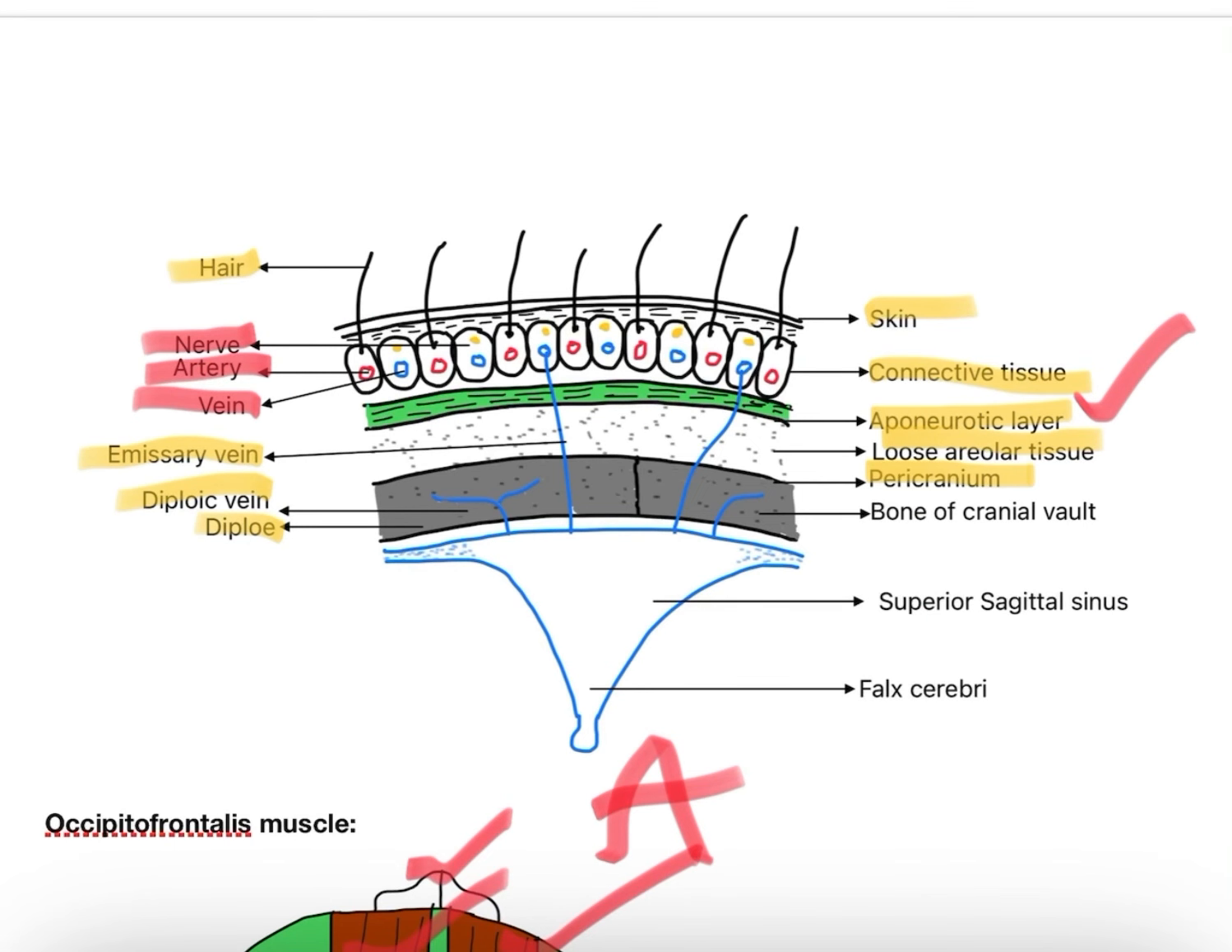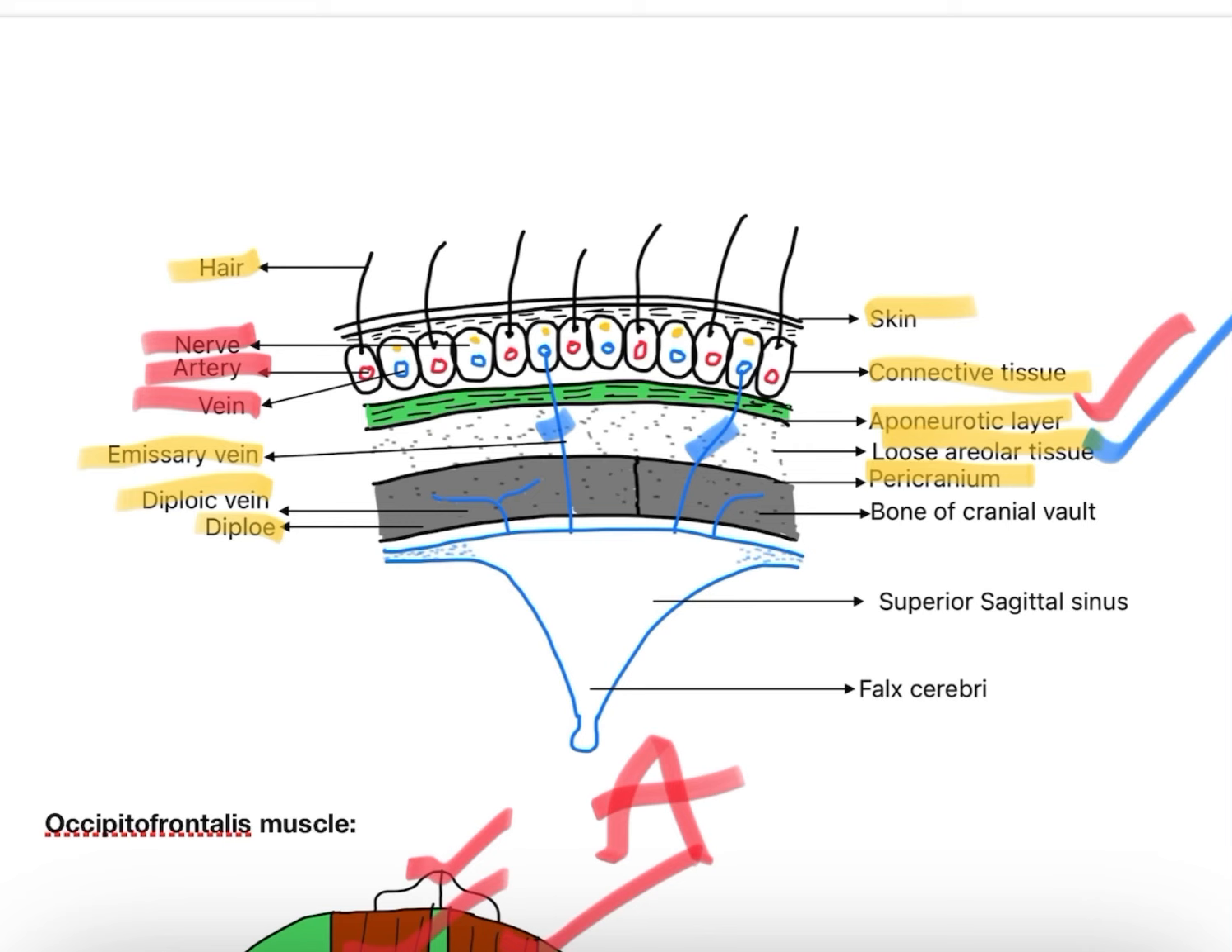Fourth layer of scalp is loose areolar tissue. If we see, this is a loose tissue which is formed by the loose areolar tissue. That's simple. If we keenly observe, loose areolar tissue is traversed by emissary veins. These emissary veins connect the second layer of the scalp, the connective tissue, with the intracranial dural venous sinuses. Here, specifically mentioned in this diagram, is the superior sagittal sinus.